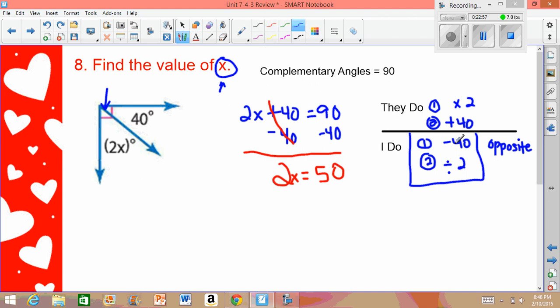Okay, so my next step after I subtracted 40 is to divide by 2. So I'm going to divide each side by 2, and I get that x equals 25. And that's what they asked us to solve for. What is the value of x? X is 25. Okay, so pause here and record your work for this problem.